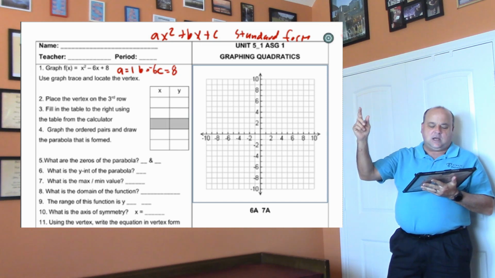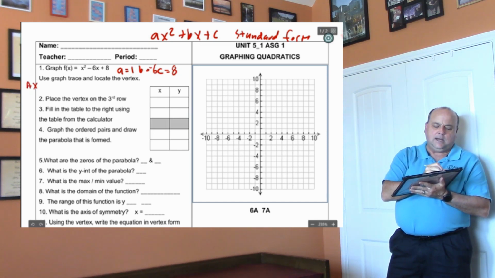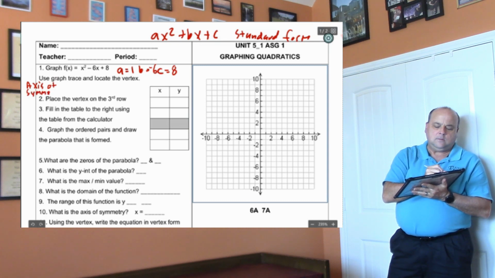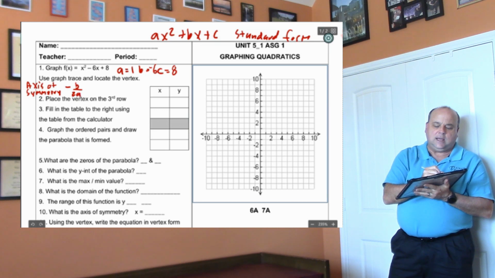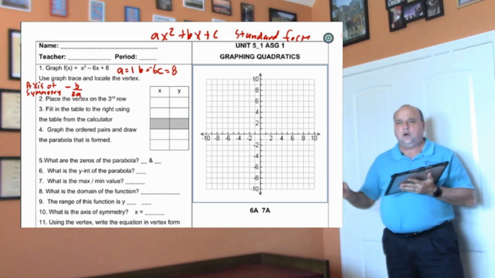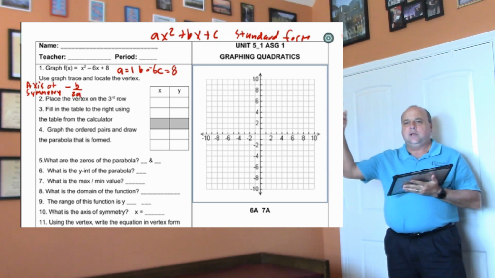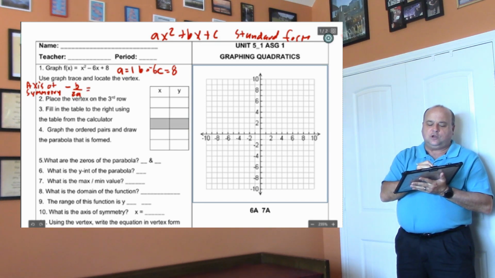Now then, there's something called the axis of symmetry. Write down axis of symmetry. It's -b over 2a. This is on your formula chart. You don't have to memorize it. So let's calculate what that -b over 2a is.